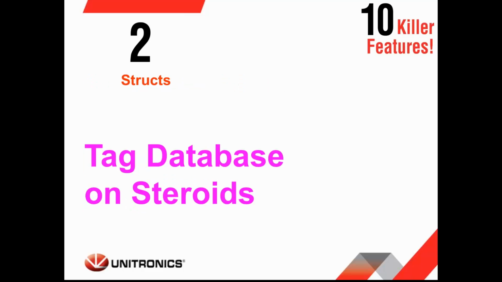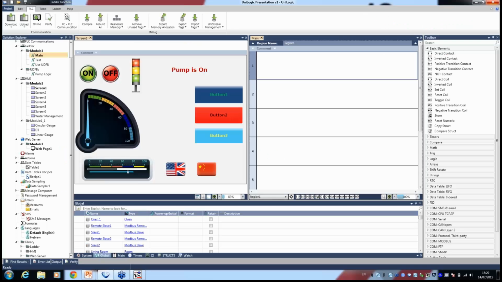Okay, number two, structs, your tag database on steroids. Structs are groups of data tags of different types that are organized into a single logical unit. Now, UniLogic automatically creates some structs during the programming process to support hardware configuration and also to support complex functions such as PID. However, you can also create your own structs to service your program functions, and then you can reuse them throughout your program. This is a very powerful feature. Ophir, can you demo this for us?